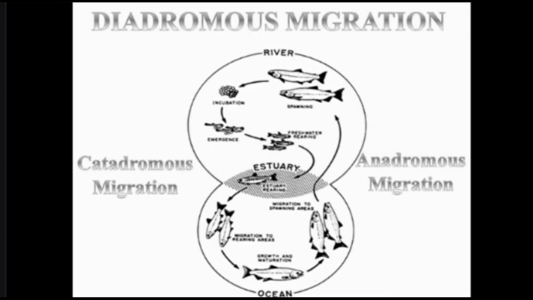Next up is the diadromous. Diadromous has three more subsections of the migration. Diadromous migration is the migration of fishes from saltwater to freshwater, or from freshwater to saltwater. So under diadromous, first of all will be anadromous.